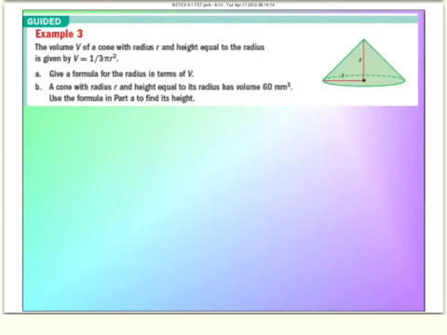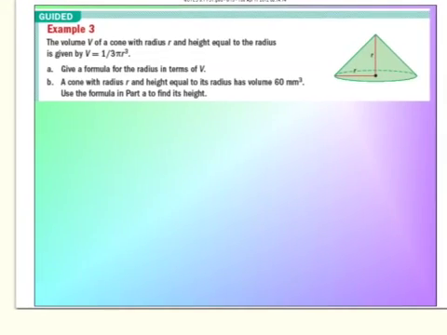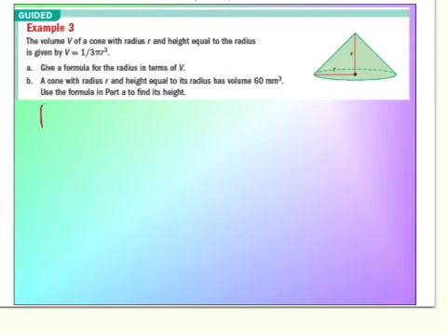All right, in this case, the volume of a cone with radius r and height equal to the radius is given by the formula volume equals 1/3 pi r cubed. They want us, for part A, to give the formula for the radius in terms of v. So what they want is the radius here in terms of v.